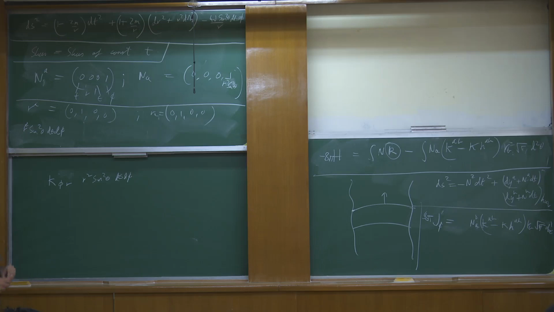Now, what is the extrinsic curvature? Extrinsic curvature is del_mu n_nu plus del_nu n_mu by 2, and then project. This thing projected. And even the projections are going to be lower order. So what we want is basically del_r n_phi, plus del_phi n_r.